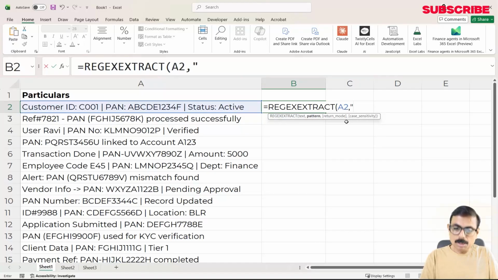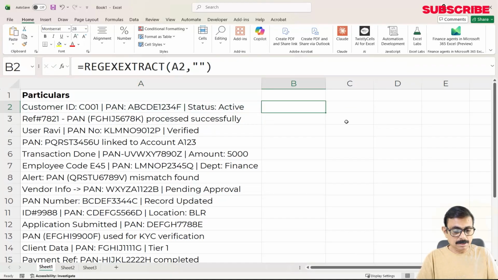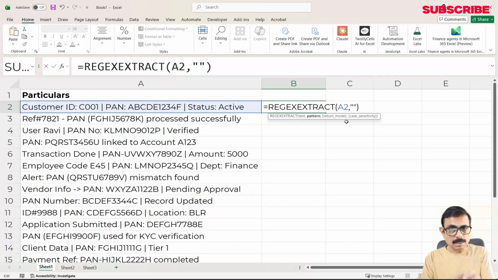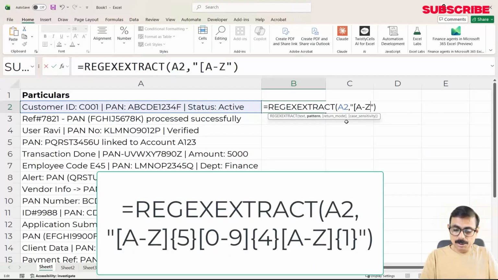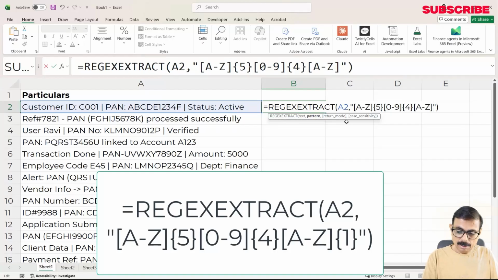First I need to begin with double quotes, because this will be inside the double quotes. The first 5 characters are capital alphabets. So A within the square brackets, A to Z. Then how many characters? 5, because 5 capital letters will come in the beginning. Then again within the square brackets 0 to 9, because I have 4 numbers, which is again 4 in the curly brackets. And again within the square brackets A to Z, and the number of characters is 1, and close the double quotes, and the job is done.